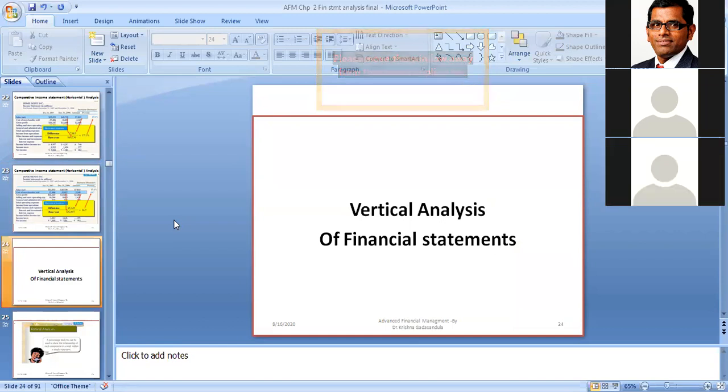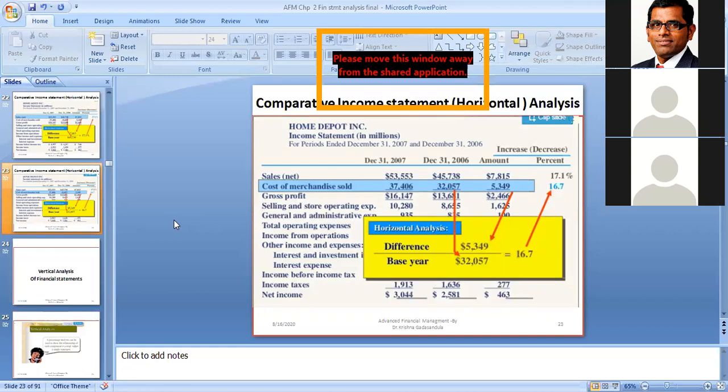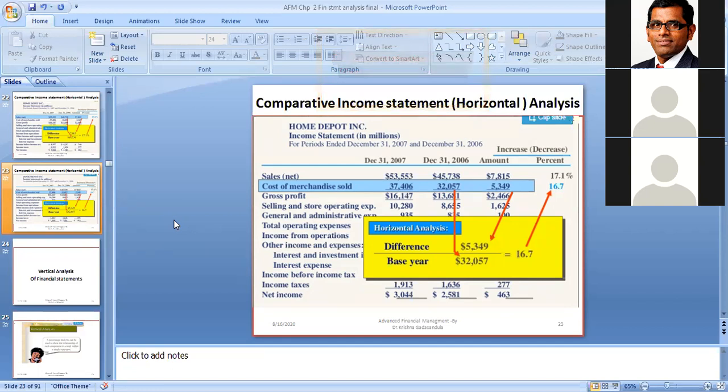Doctor, I have a question. Is there any way that the percentage of cost of merchandise would be more than the sales? Sometimes, yes, you may get a gross loss. In that case, if your cost of merchandise sold is more than your sales, it means you get a gross loss. It is the worst performance by the company.